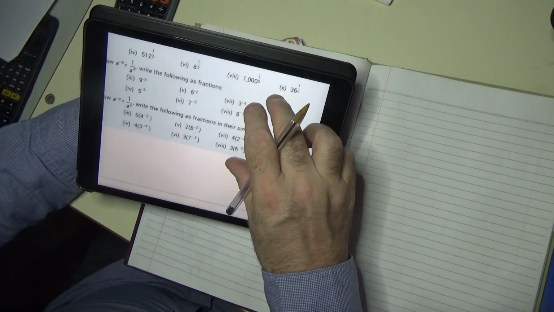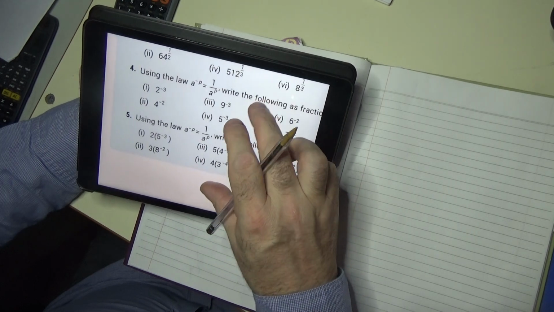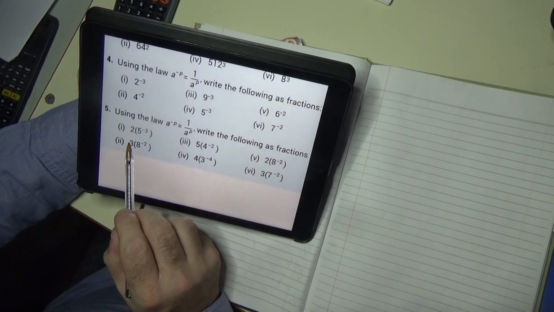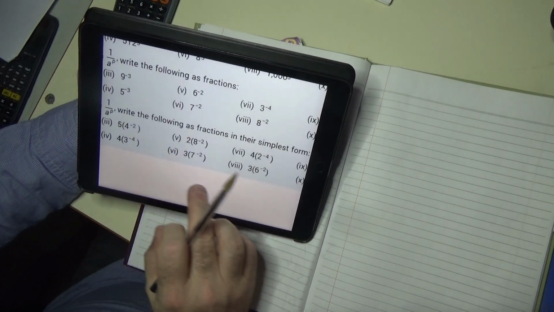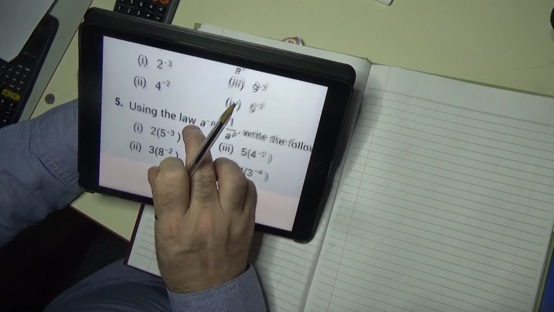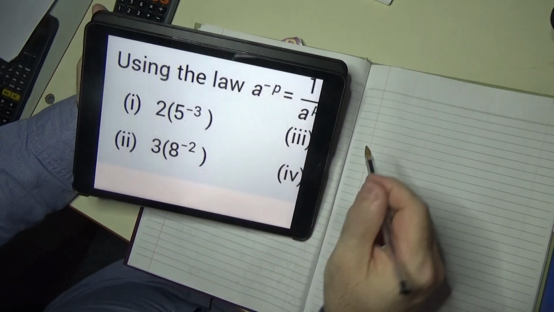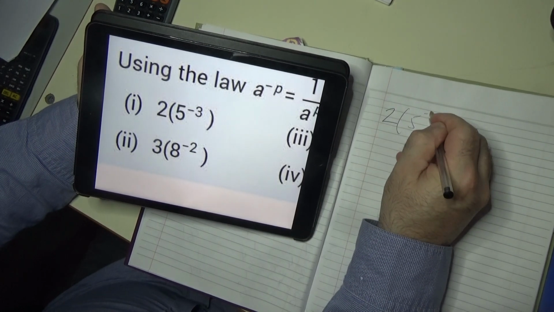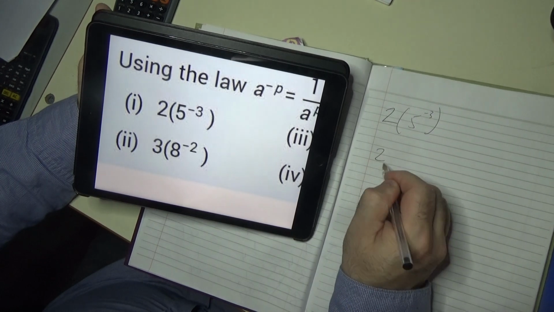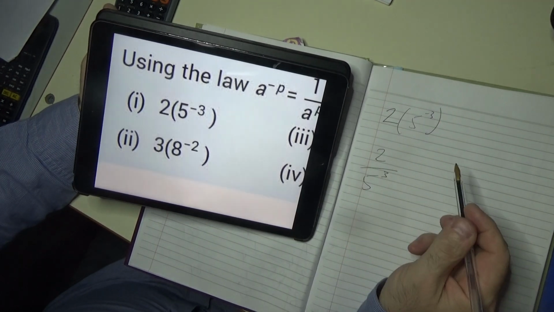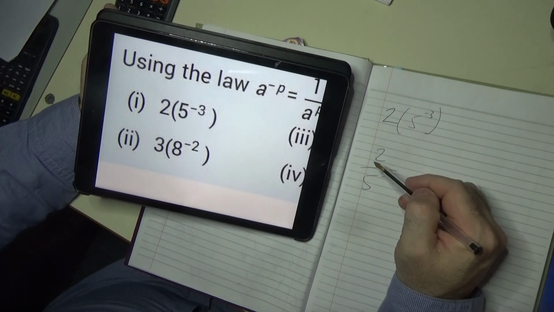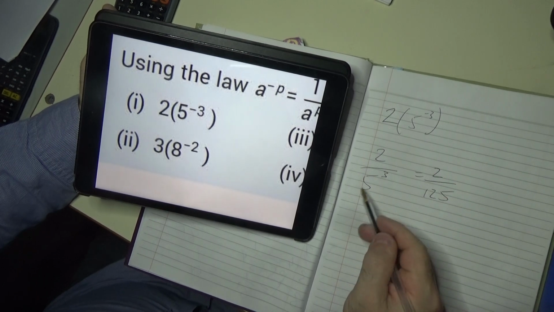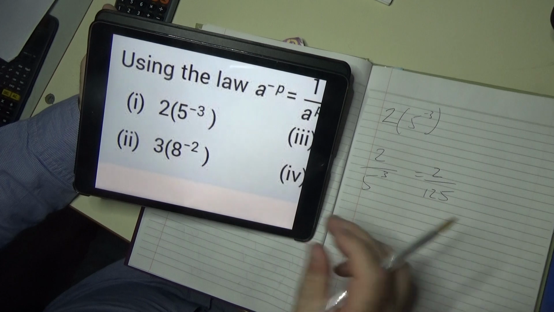And so on. So we'll move on to the next question. Question 5. So it tells you again to use the negative power rule to write the following as fractions in their simplest form. 2 times 5 to the negative 3 equals 2 over 5 to the positive 3. So notice how just the 5 to negative 3 jumped down, 2 stays where it is. Equals 2 over 125. There's nothing but 5's here, nothing but 2's here, so there's no room for cancellation.